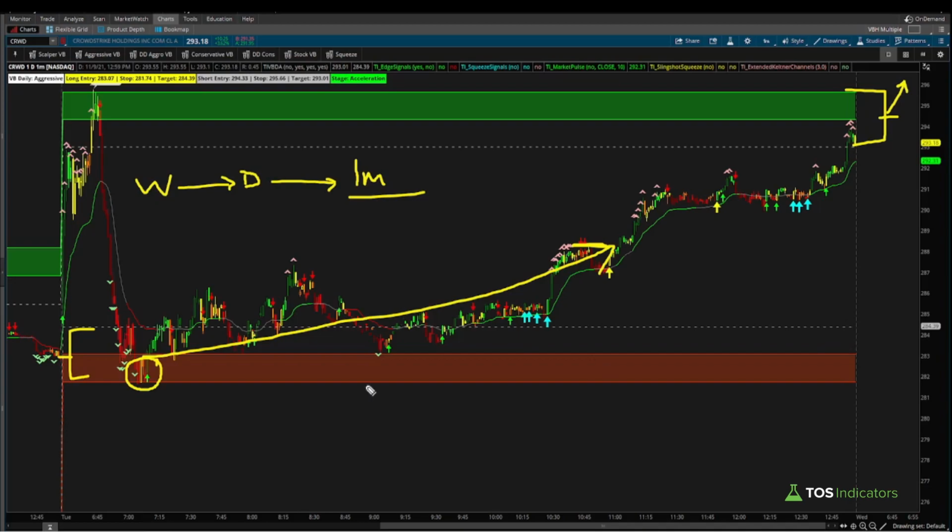I hope you found this video to be useful for anyone looking to trade CrowdStrike, along with anyone interested in CrowdStrike pre-earnings or the squeeze forming or even intraday volatility moves, trying to take advantage of day trading setups as well.